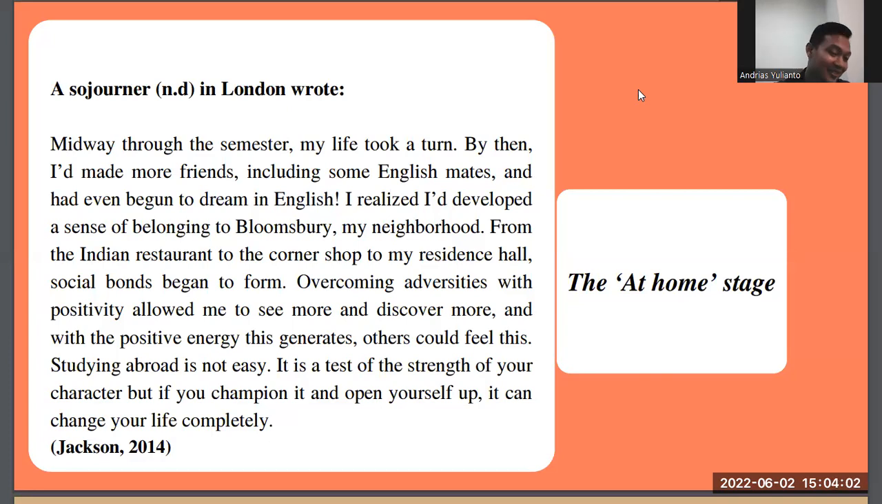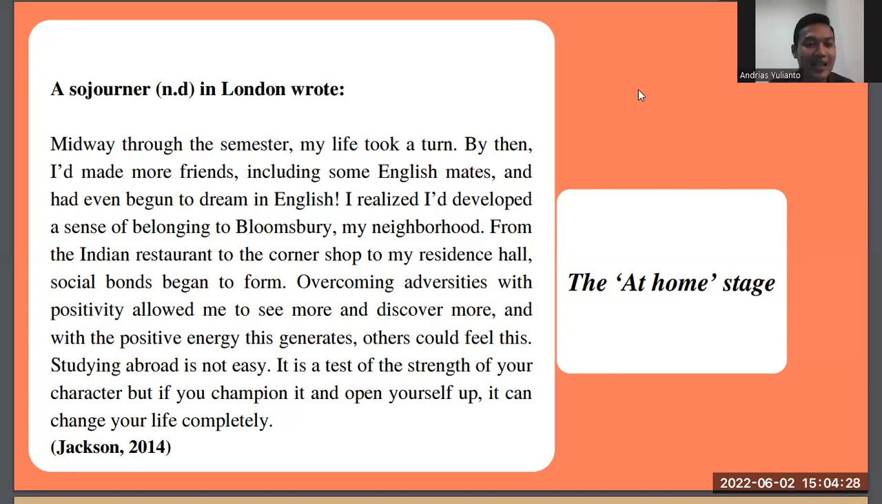From this story, we can see that midway through the semester, my life took a turn. By then, I'd made more friends, including some English mates, and had even begun to dream in English. I realized I'd developed a sense of belonging to Bloomsbury, my neighborhood, from the Indian restaurant to the corner shop to my residence hall. Social bonds began to form.